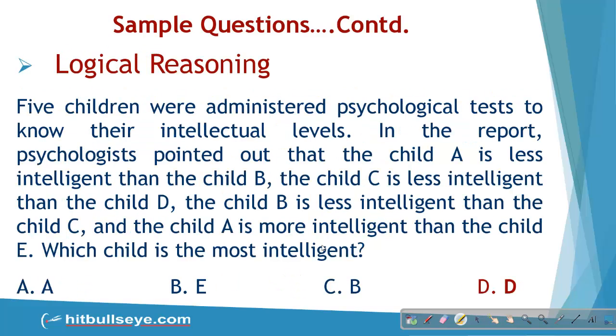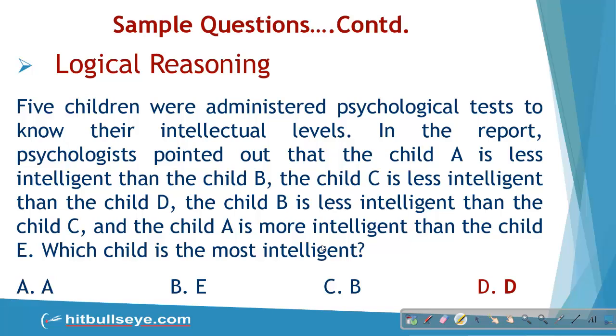Logical reasoning. 5 children were administered psychological tests to know their intellectual levels. In the report, psychologists pointed out that the child A is less intelligent than the child B, the child C is less intelligent than the child D, the child B is less intelligent than the child C, and the child A is more intelligent than the child E. Which child is the most intelligent?